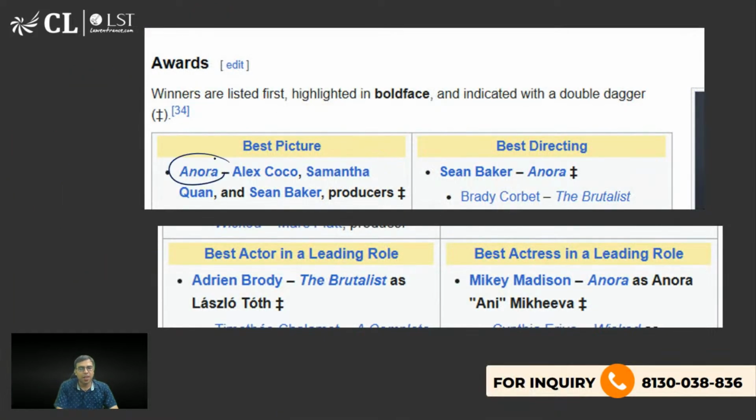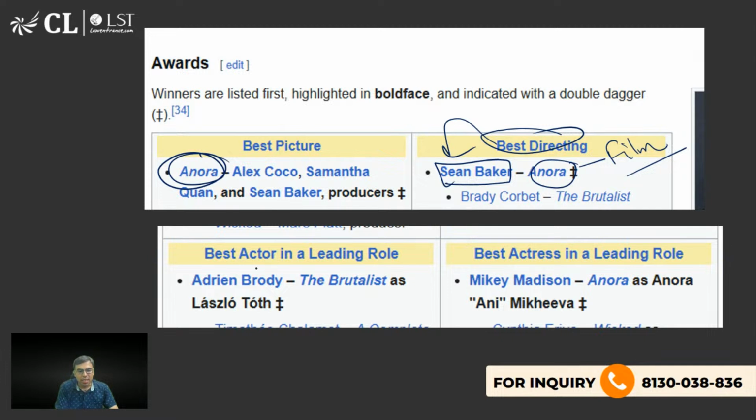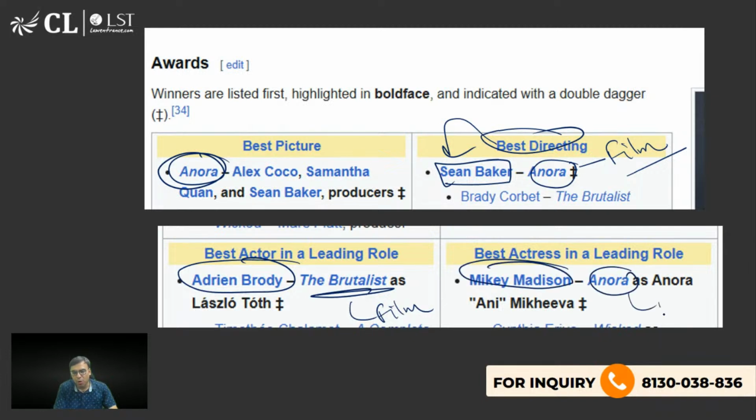So best film is Anora, best director is Sean Baker, the director of the film Anora, मतलब उन्होंने फिल्म को डायरेक्ट किया. Best actor Adrien Brody, and the name of the film is The Brutalist. Best actress is Mikey Madison for acting in the film Anora. ठीक है, please remember it, है ना. So ये 97th Academy Awards था, ये 97th Oscar Awards.